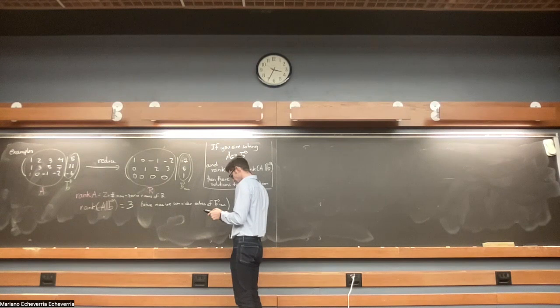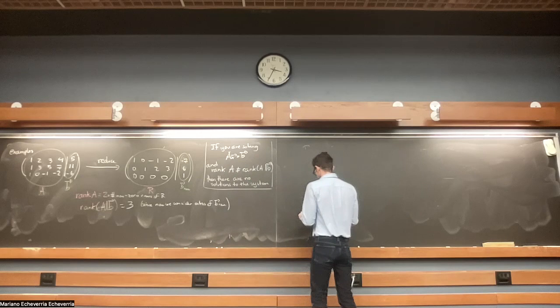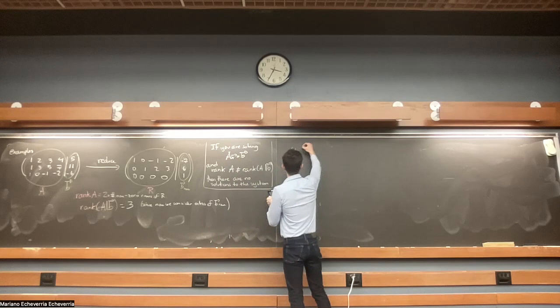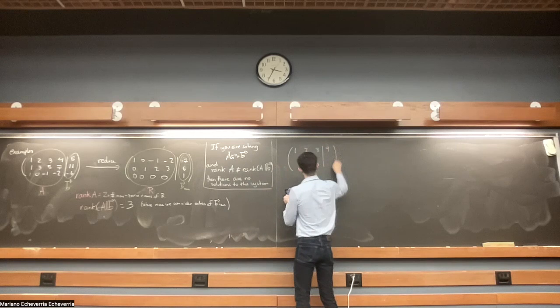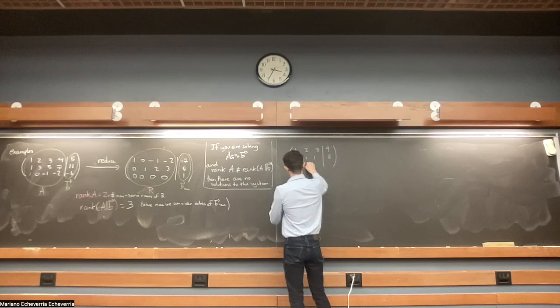So yeah, for example, last time one of the systems we worked with was the matrix with rows 1, 2, 3, 9; -1, 1, 8, 3; 0, -1, 3. Okay, and that could be reduced. So this was last time.